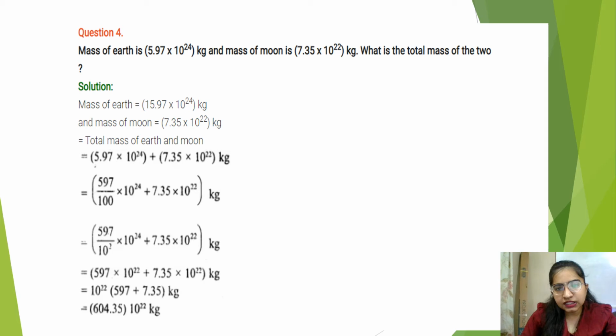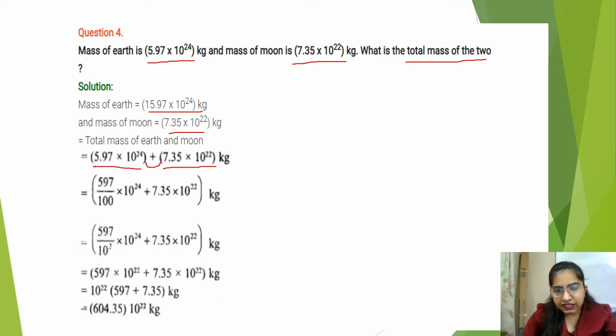The mass of Earth is given to you. What is the mass of Earth? It is 5.97 into 10 raised to power 24 kg. The mass of Moon is also given to you, 7.35 into 10 raised to power 22 kg. What is the total mass of the two? Total mass means we have to add them, right? If you want to add them, what will you do? You write the mass of Earth, then the mass of Moon, and in between you place the sign of plus. Total means plus, right?